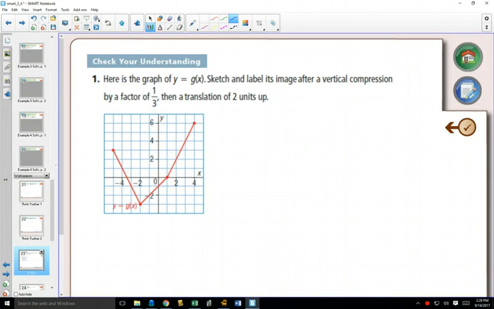So we've got a graph, and we're going to sketch and label its image after we do two things: a vertical compression by 1/3. So that means what we have to do is multiply y by 1/3, and then we're going to move it 2 up.